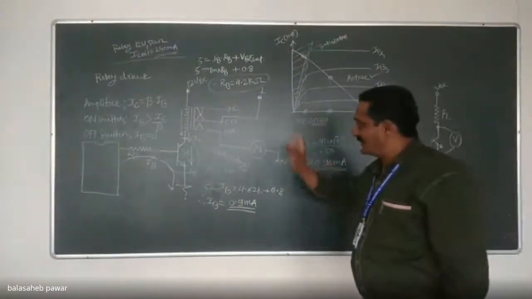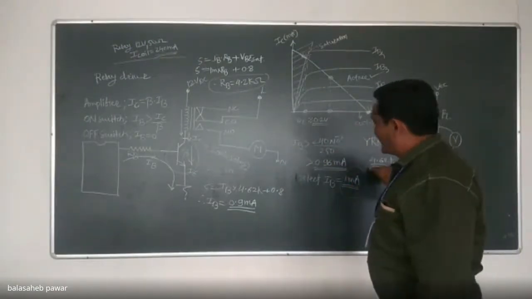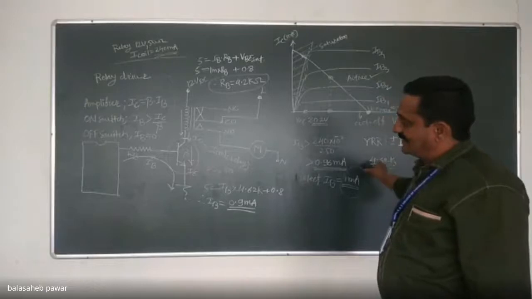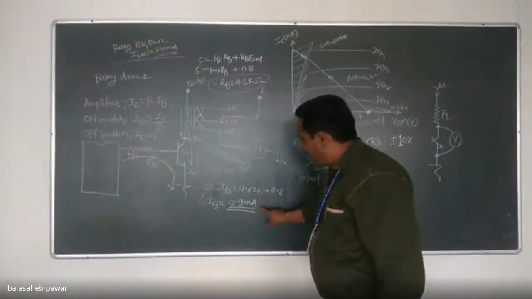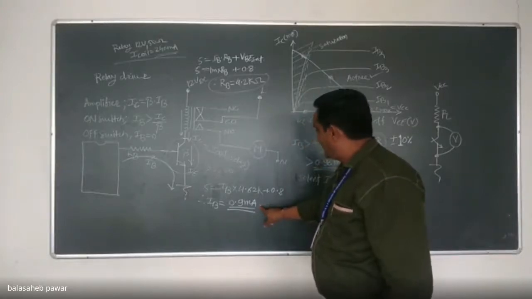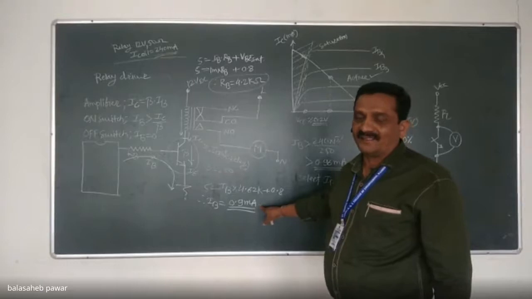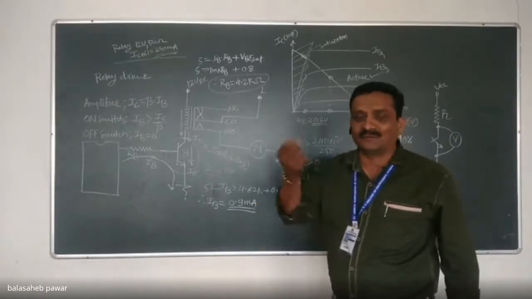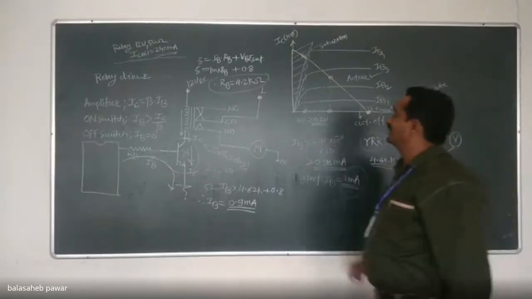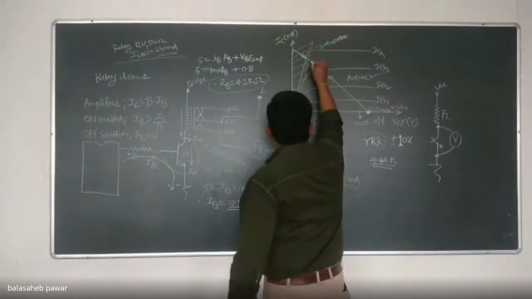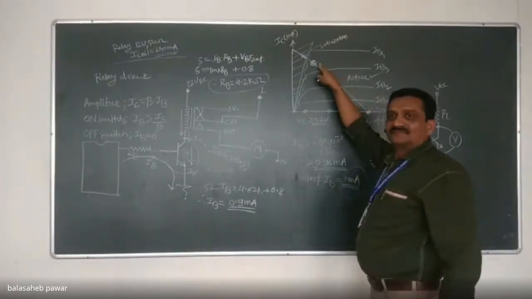By taking the same example, if this 4.62K gets connected over here, IB will be equal to 0.9 milliampere, and that is less than IC by beta. Or we can say approximately equal to IC by beta. So where will the transistor work? It is going to work over here, somewhat over here. Is it visible?